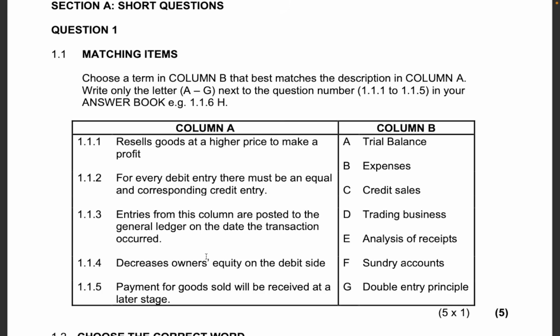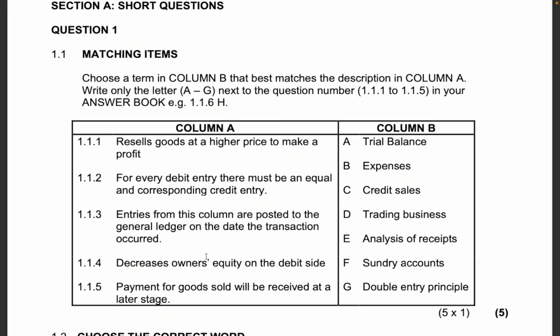If 1.1.3 had stated that this is the column where we post infrequent or once-off transactions, then absolutely sundry accounts would be the answer there. But in stating 1.1.3 the way it's stated, it could be an entry from any other column really, because they can go into the general ledger. Okay, so that's just some background to it, but the answer that they put there was F.